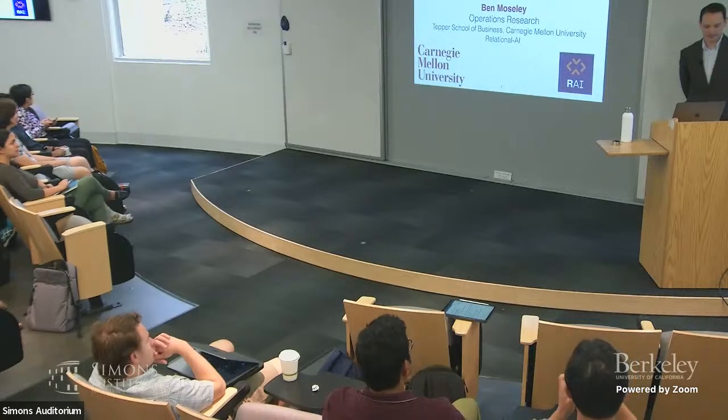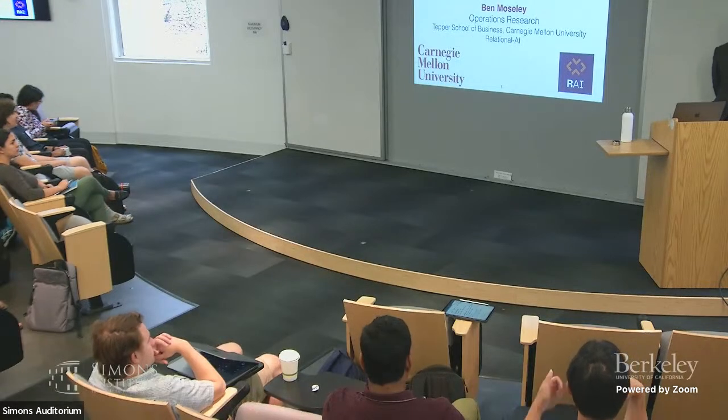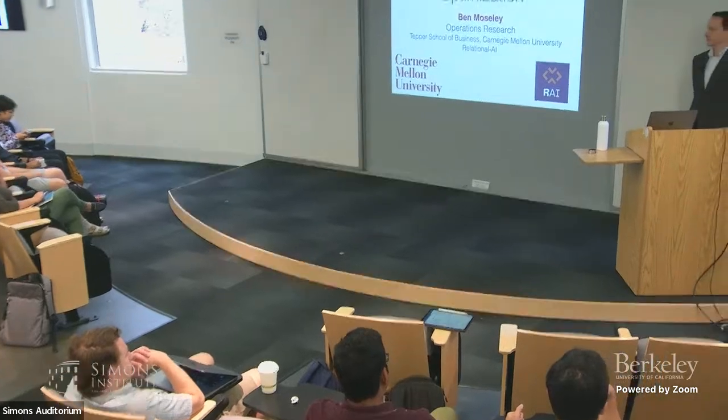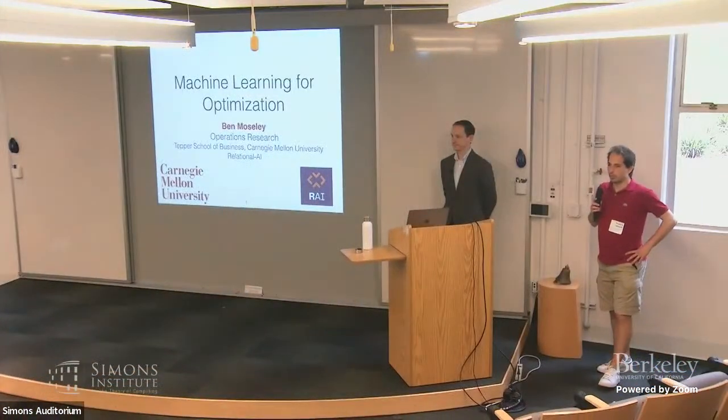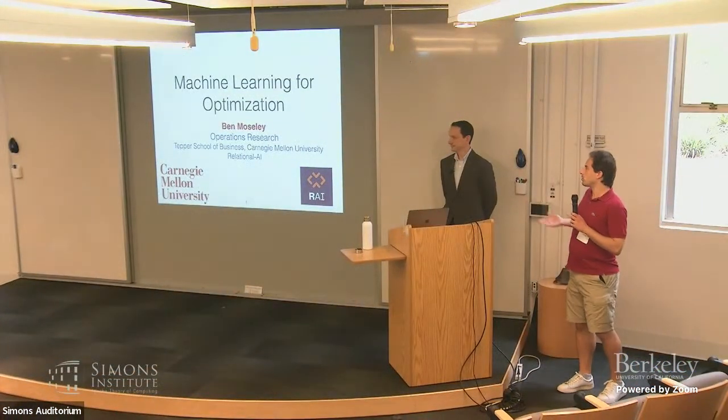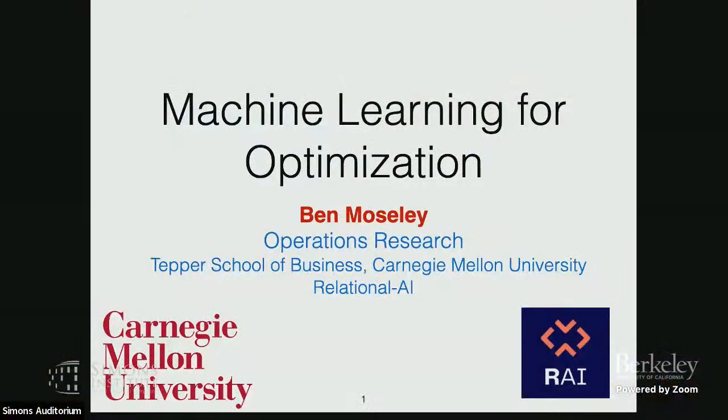Our second speaker is Ben Moseley. He's coming to us from CMU. He's an associate professor at Tepper in the Operations Research Group. I have known his work on using predictions in order to improve the performance of online algorithms, and recently also run times. And today he's going to talk about machine learning for optimization. Take this away. Well, thank you so much.